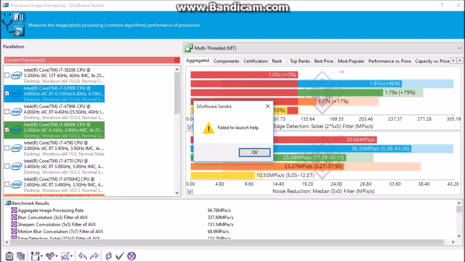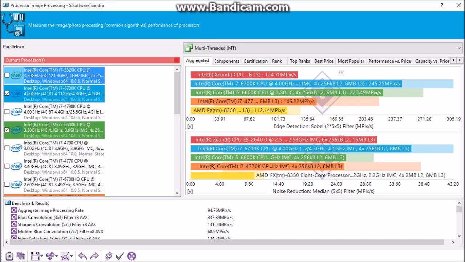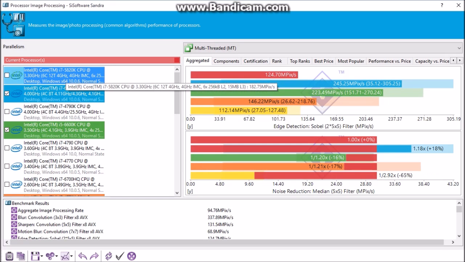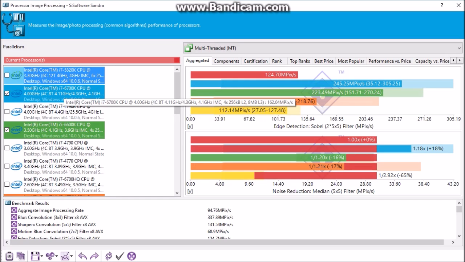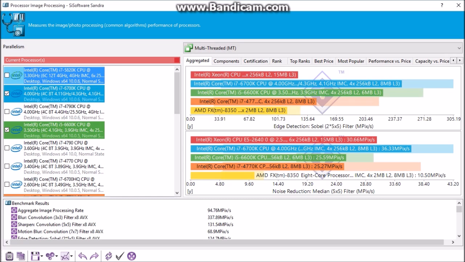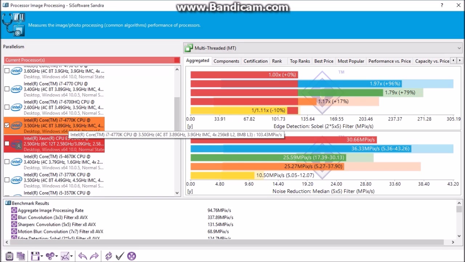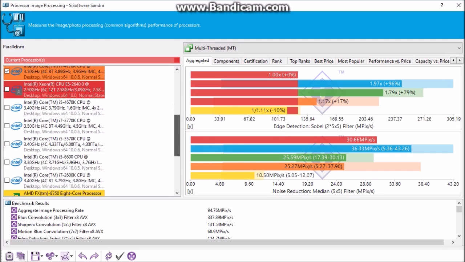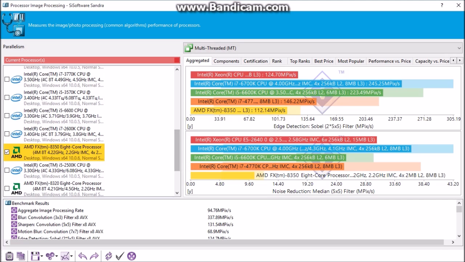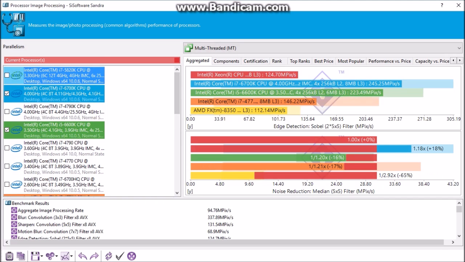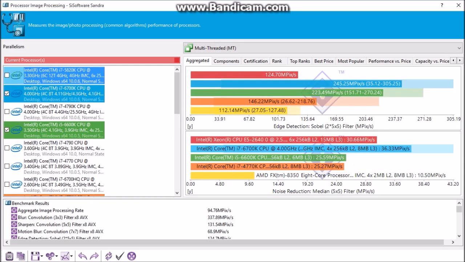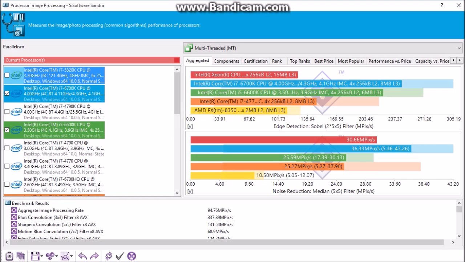Okay, so if we take a look now at the image processing benchmark, I've chucked a 5820K in, an i7-6700K, a 6600K, the i5, and a i7-4770K. I've also chucked an AMD 8350 8-core in there as well, just for good measure. And on the two different graphs that we can see from the two tests that it's run, there's one labelled edge detection and one labelled noise reduction.